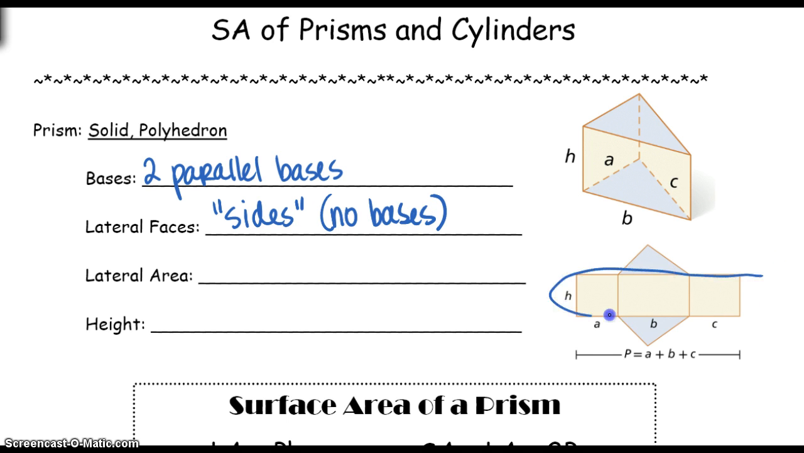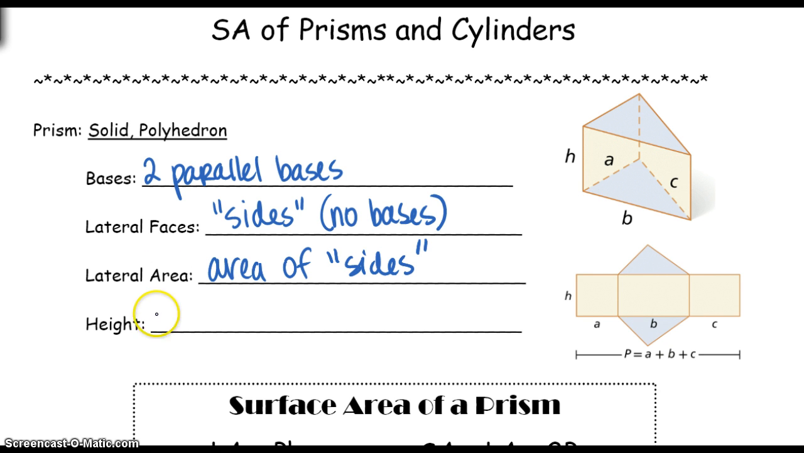So here, in orangey or yellowy color, those are the lateral faces, and you can kind of see here, it's all the way around this one. The lateral area would be the area of those sides. So the area of the lateral faces.